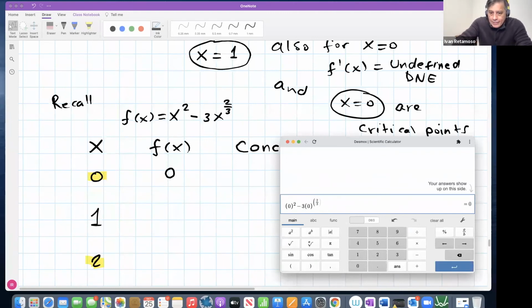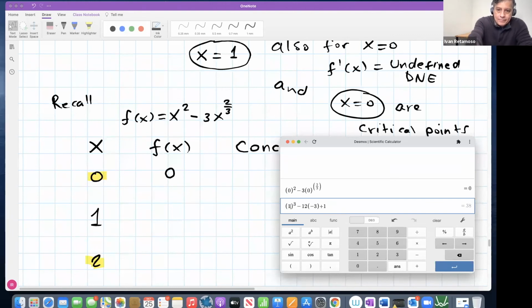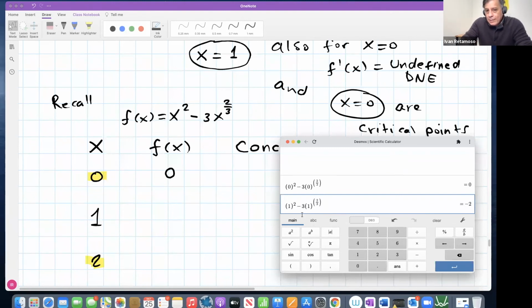Great. So this was 0, right? First evaluation. Second evaluation at 1. At 1 is also easy because this will be just 1. And this, I gotta copy and paste this new one. At 1 now, I think it's gonna be just -2. 1 squared minus 3 times 1 raised to 2/3 is 1, minus 3, -2, right? See? That's the second evaluation.